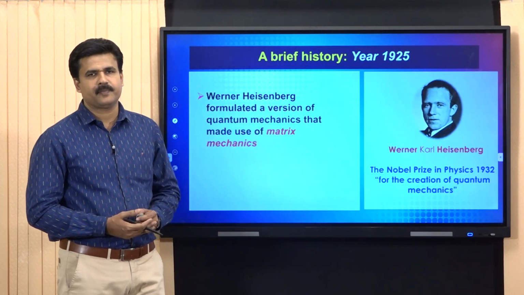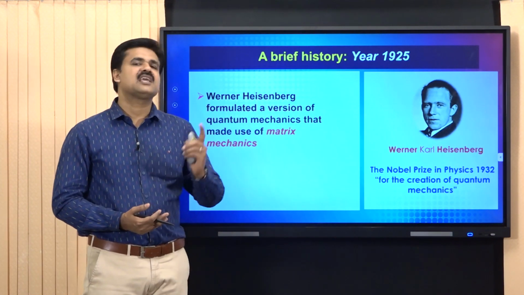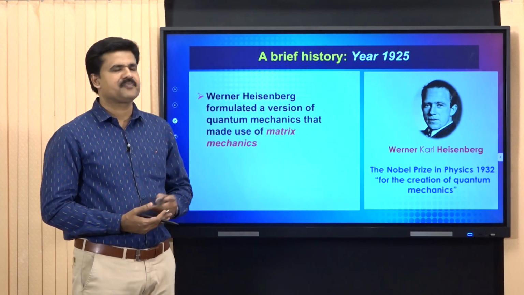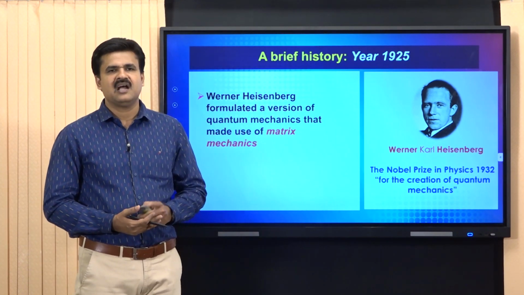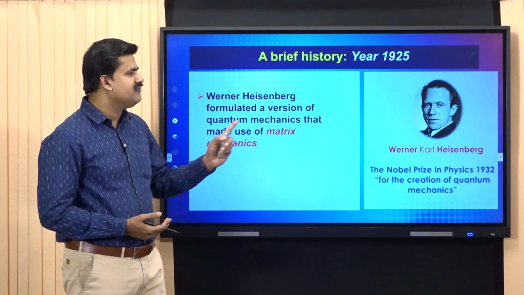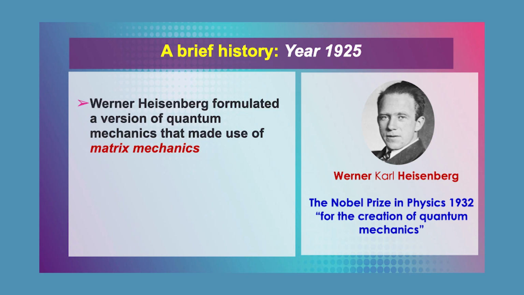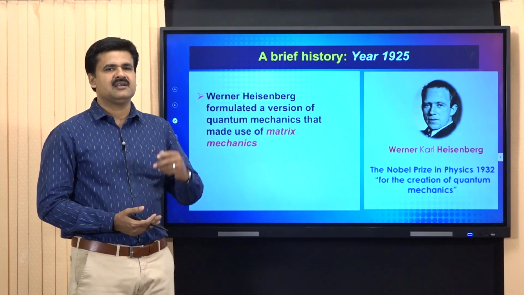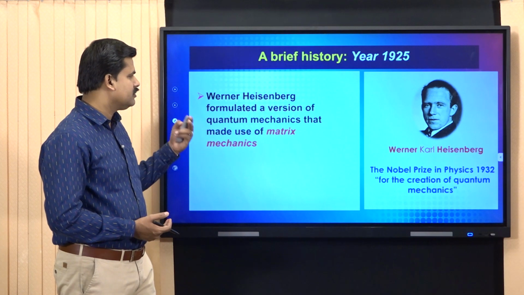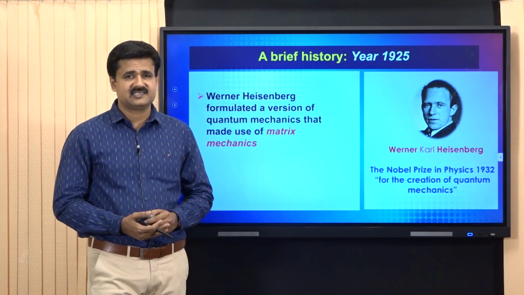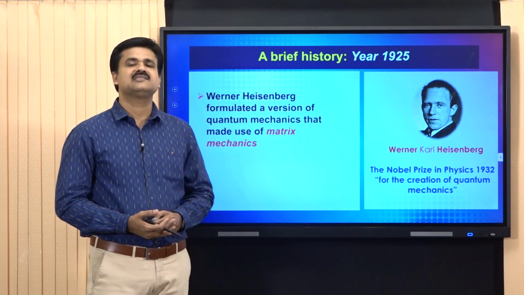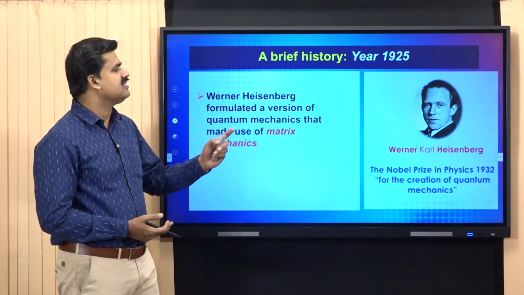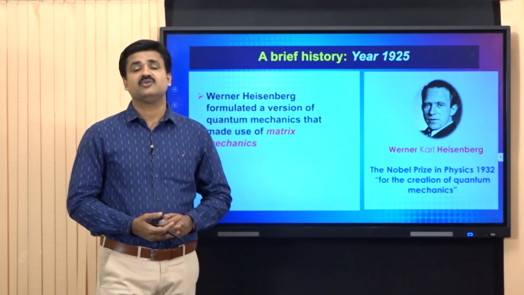A notable contribution came to quantum mechanics in the year 1925, and this contribution is from Werner Heisenberg. Werner Heisenberg formulated a version of quantum mechanics that made use of matrix mechanics. That is, Werner Heisenberg introduced a new branch, matrix mechanics. Werner Carl Heisenberg also won the Nobel Prize for Physics in the year 1932 for the creation of quantum mechanics.